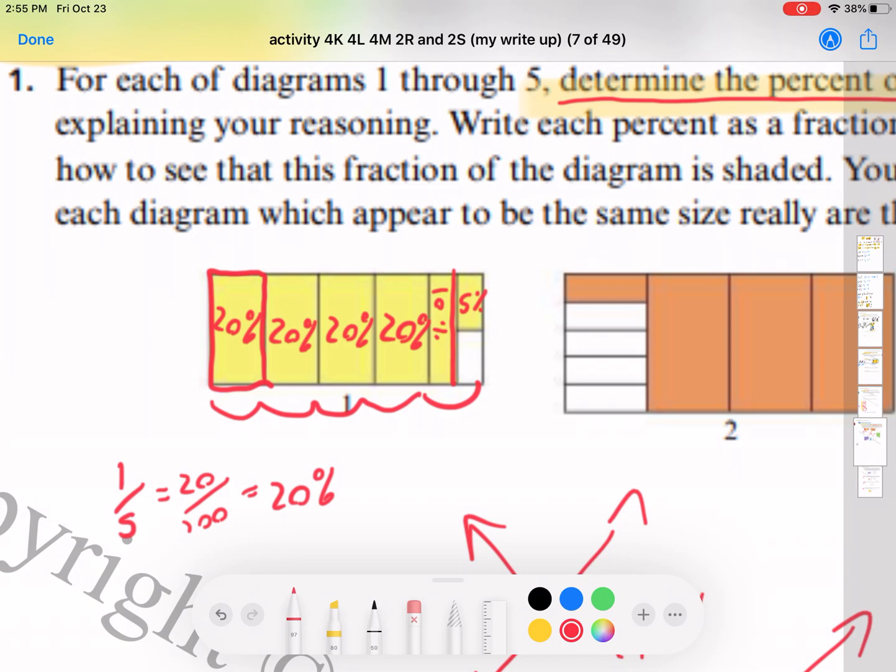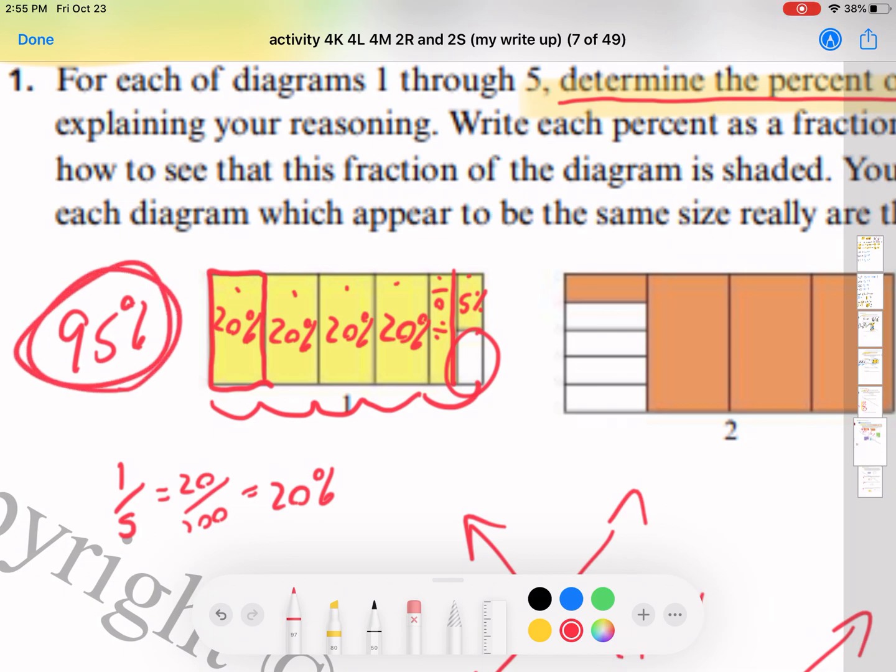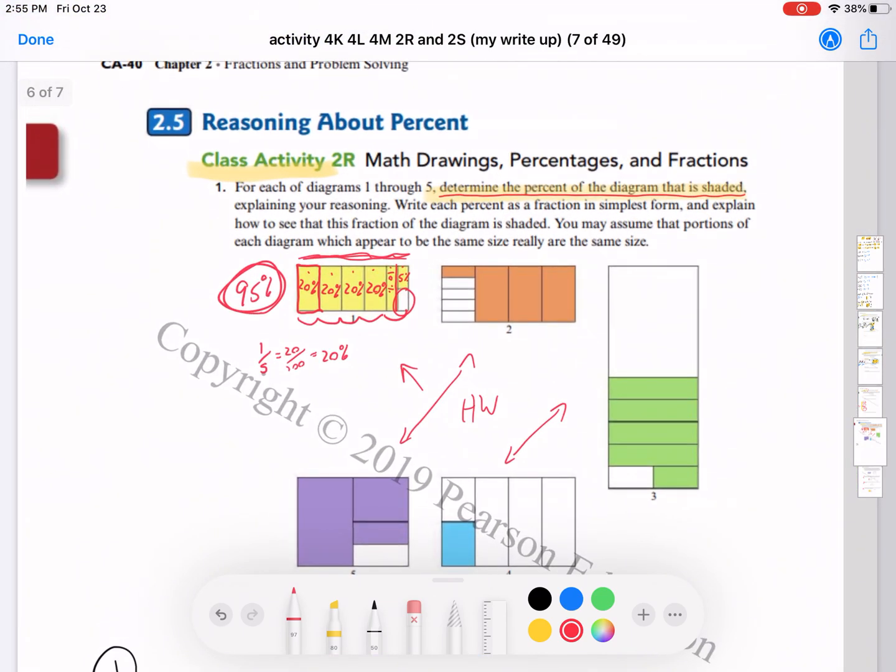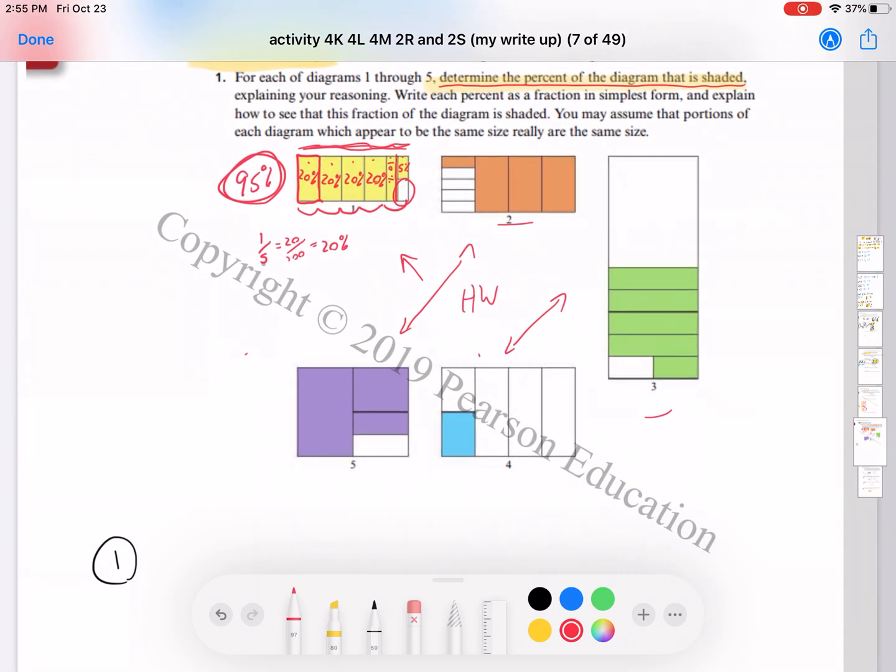And so now we can actually count up what we have: 20, 40, 60, 80, 90, 95%. Or you could just see what's missing, which was we're missing 5%. So 100% take off 5% should be 95% was shaded of this first one. Right? We did this stuff before when I could tell you, what fraction is shaded, but really it's just turning those fractions into percentages. So what percent is shaded in number 2, 3, 4, and 5? Again, that is one of your homework problems.